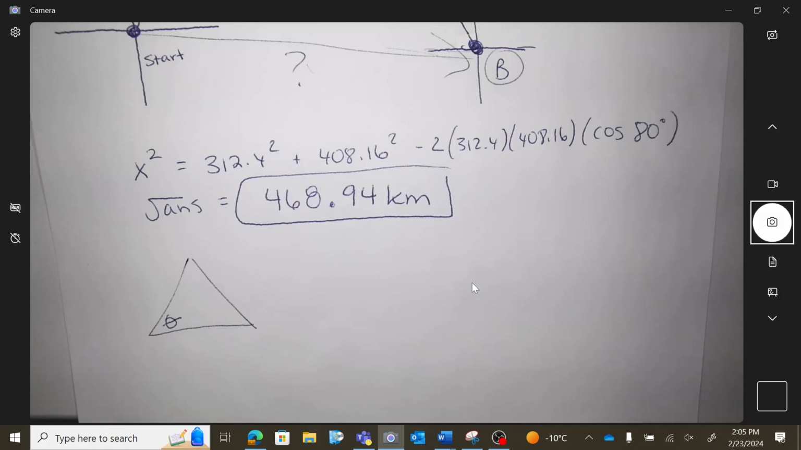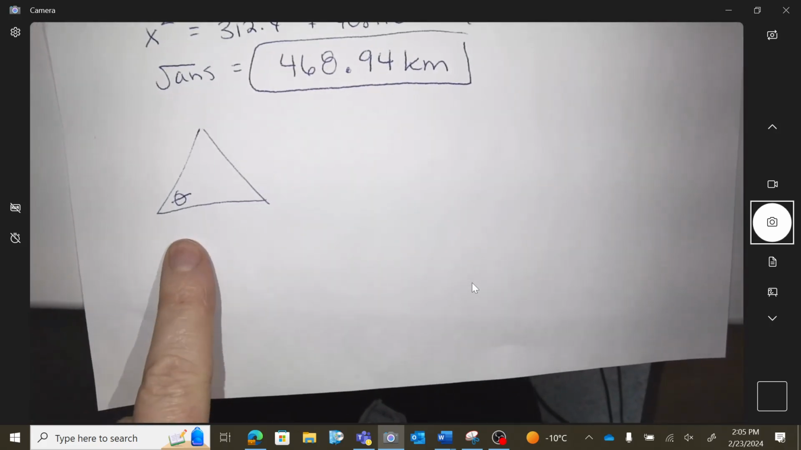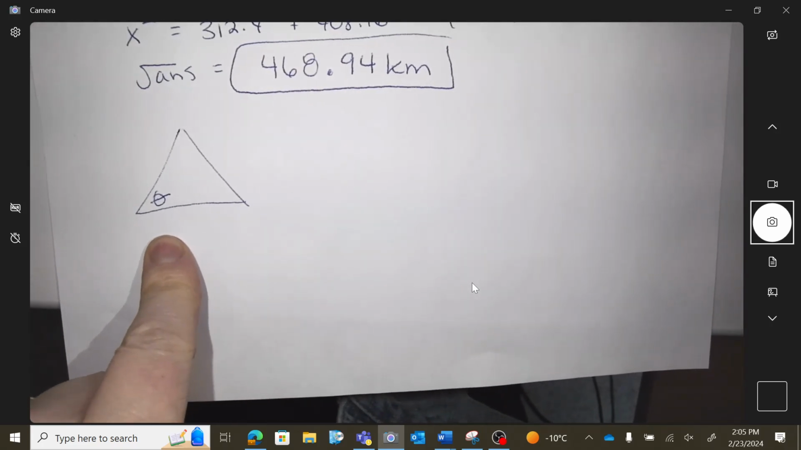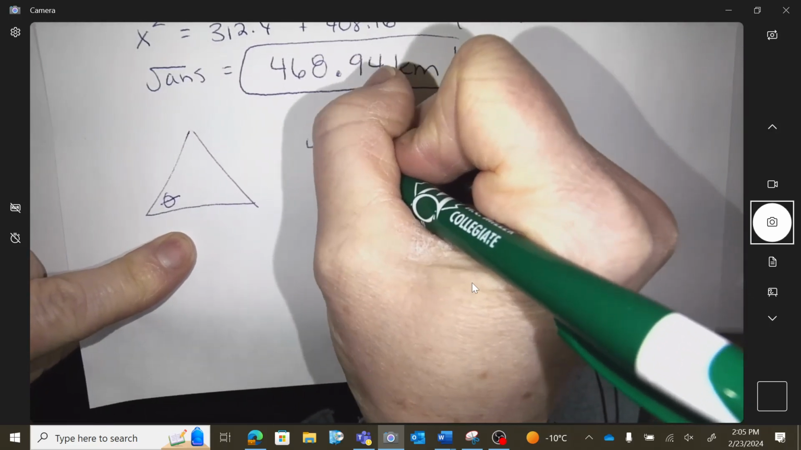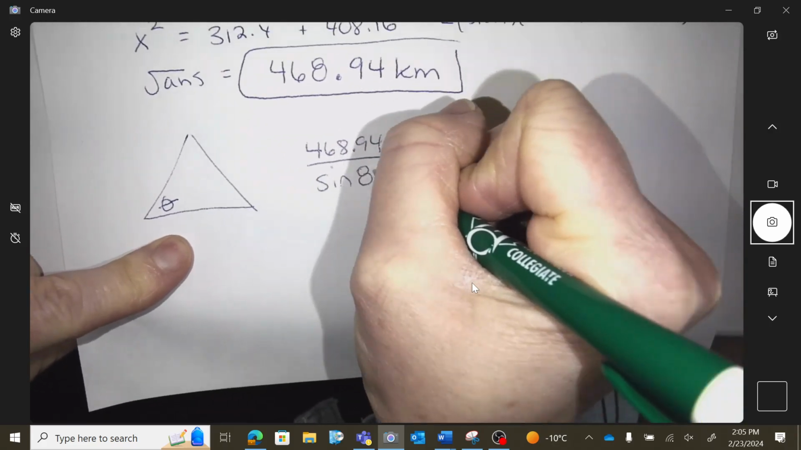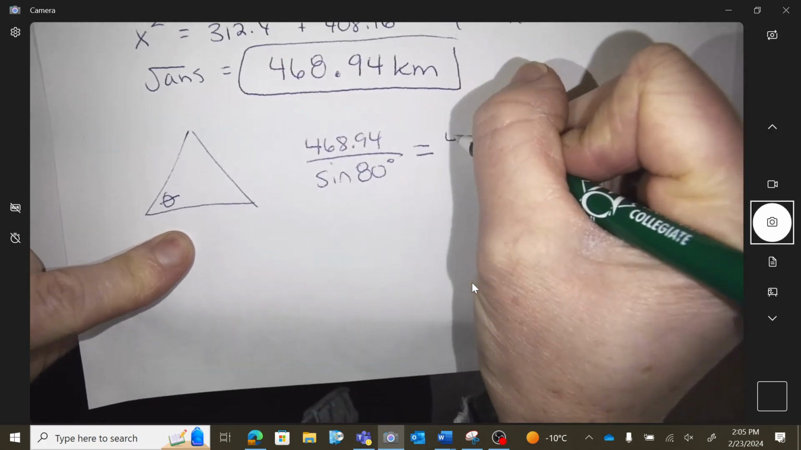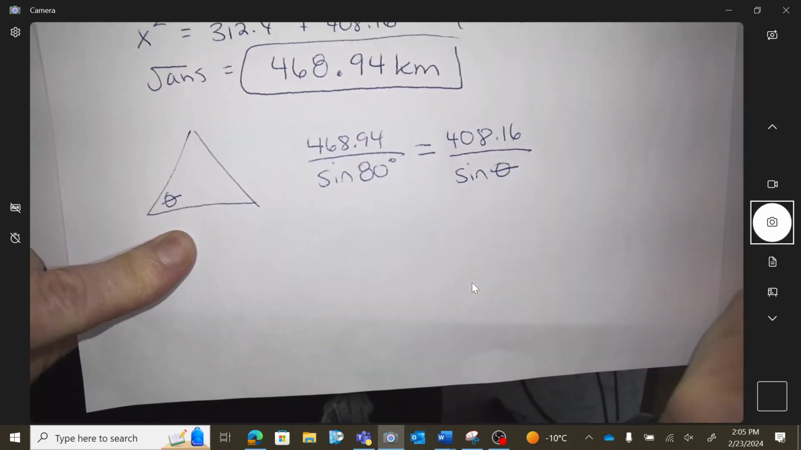We got to get this angle stuff and then we're done. Okay, I need this angle in this corner of my triangle. So I'm going to be working with 468.49 is across from the 80 degree. And 408.16 is across from that corner.